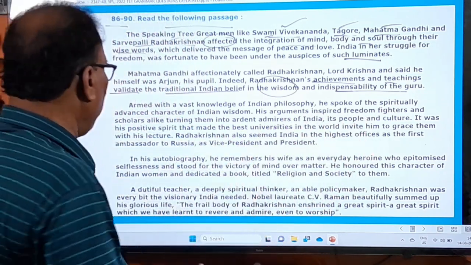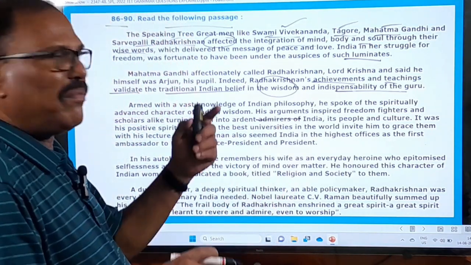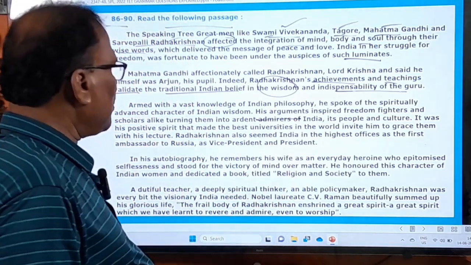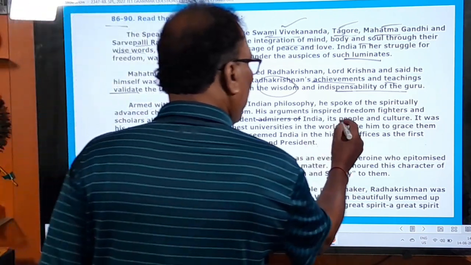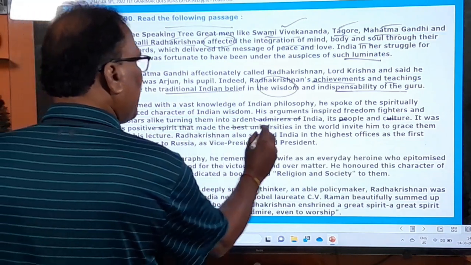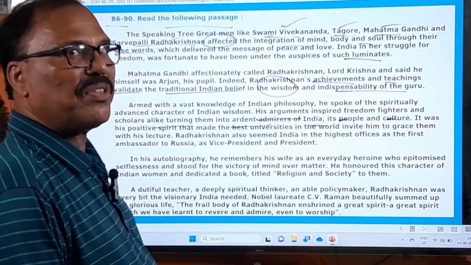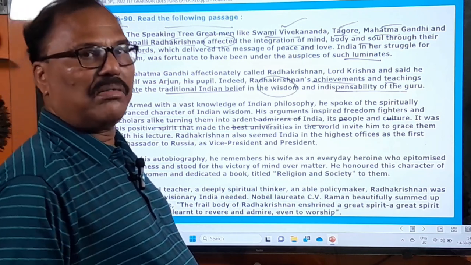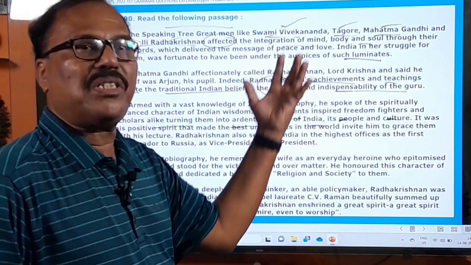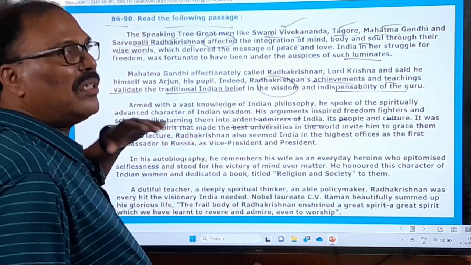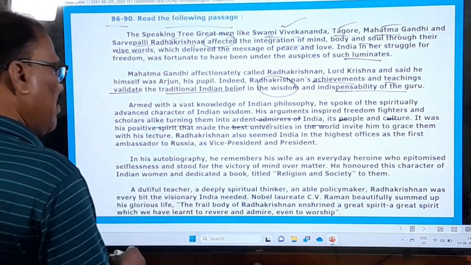So, he inspired the freedom fighters and scholars alike, turning them into ardent admirers of India, Indian culture, its people and culture. It was his positive spirit that made the best university in the world invite him to grace them with his lecture. Because of his wonderful knowledge of Indian culture, he was invited by so many universities abroad to deliver lectures in their universities.